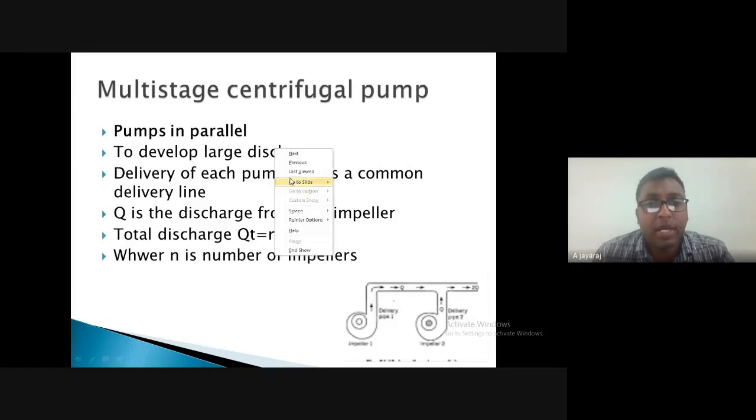So next we'll see pumps in parallel. So pumps are connected in parallel when we want more discharge.